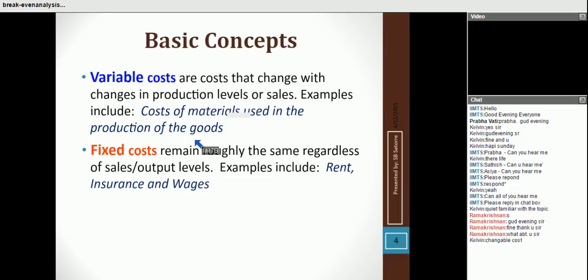Then we have a fixed cost as well. Fixed cost, as you can feel from the name itself, fixed, something constant, remains roughly the same regardless of sales or output levels. For example, the rent, the insurance, and the wages. All these three things remain the same. No other outside factor has an impact on either the rent or the insurance or the wages. So such types of costs are called fixed cost. Variable cost changes with changes in sales or production levels.